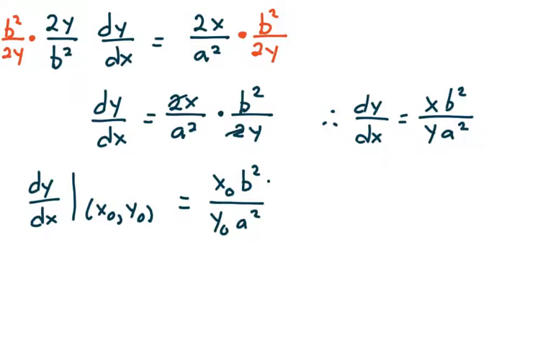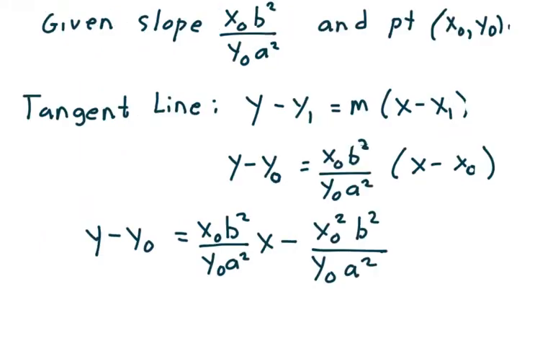Now what we want to do is evaluate dy dx at the point x naught, y naught. And so we end up getting x naught b squared divided by y naught a squared. Now, we're given slope x naught b squared over y naught a squared and point x naught, y naught. So the tangent line, using the point slope form, is y minus y sub 1 is equal to m times x minus x sub 1.